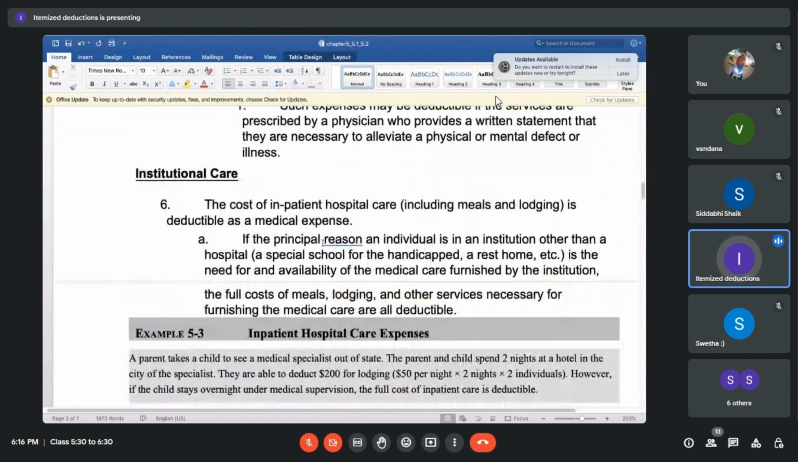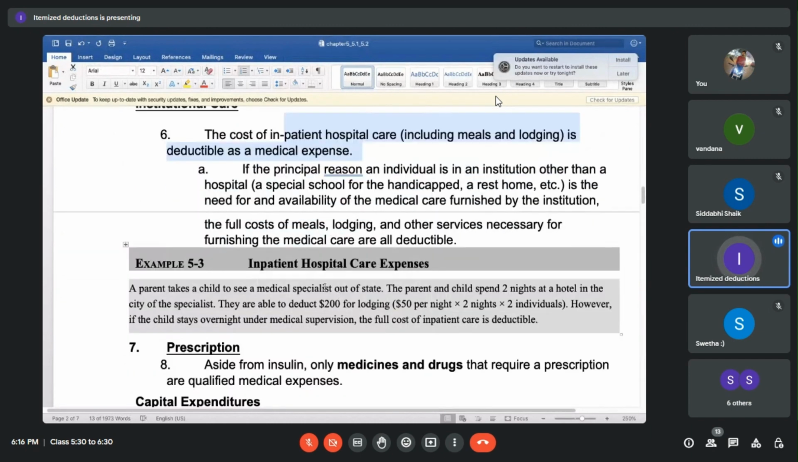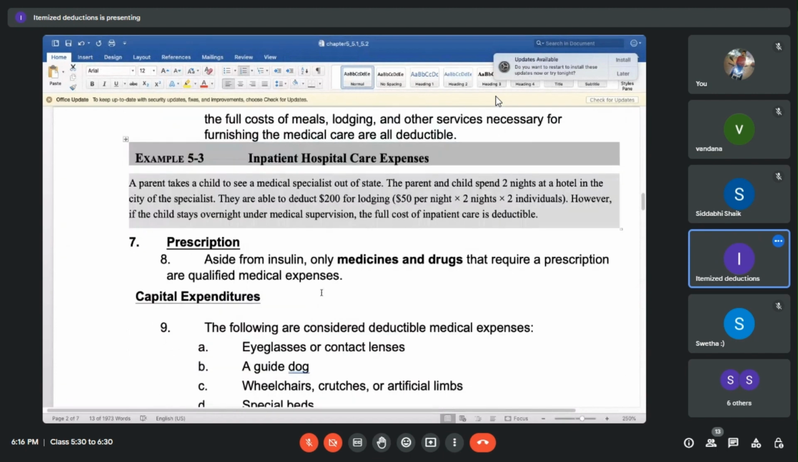Okay, any cost of inpatient hospital care is included, and you can take that as a deduction. For prescriptions, only medicines and drugs that require a prescription are qualified medical expenses. So over the counter is not considered. People keep saying, I need some vitamins, or some cough syrup. Those are over the counter, which you easily get without any prescription. So those are not considered, only medicines and drugs.